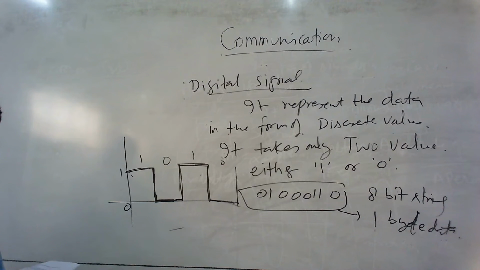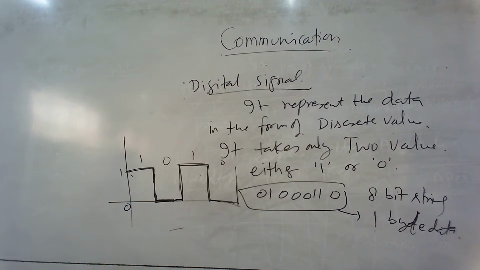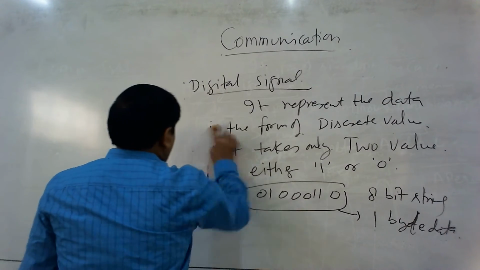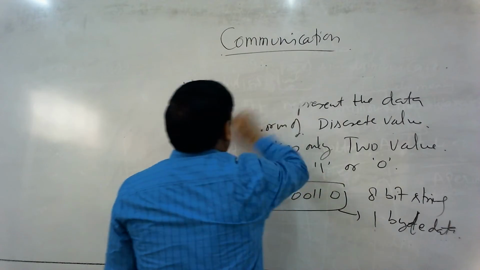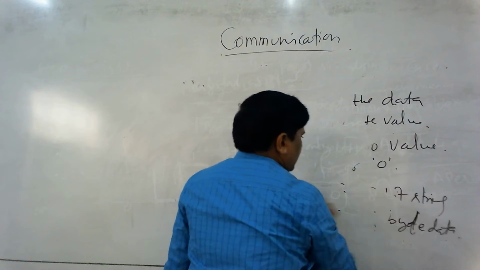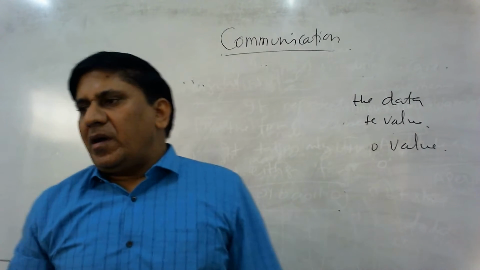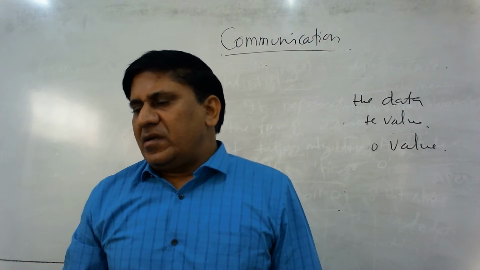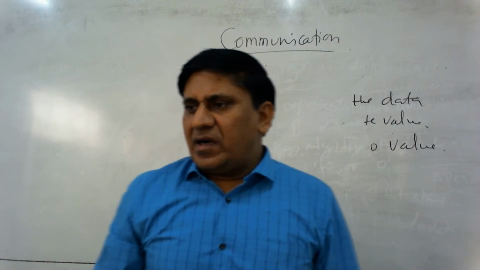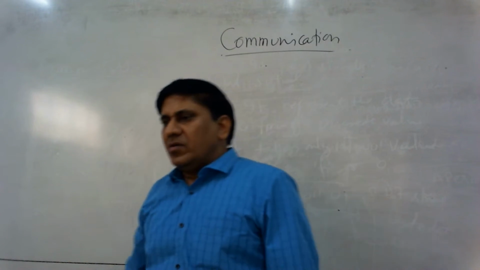Now we take the types of signals. We have learned about the types of signals, that is, analog signals have periodic and aperiodic signals, and we have also learned that digital signals have two types, periodic and aperiodic. Now first we will consider only analog signal.